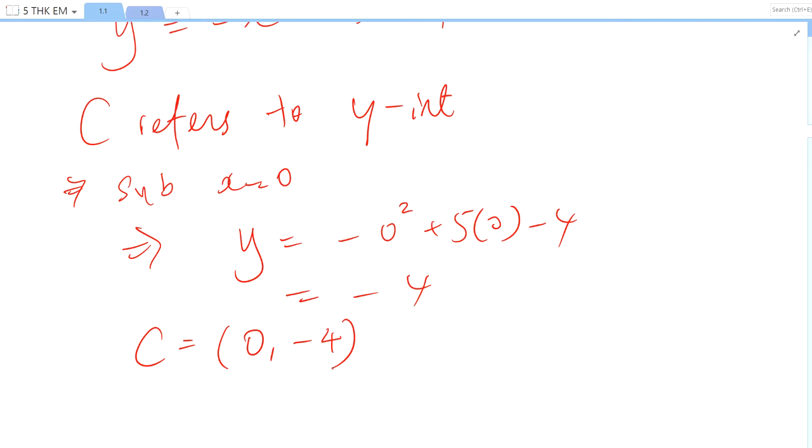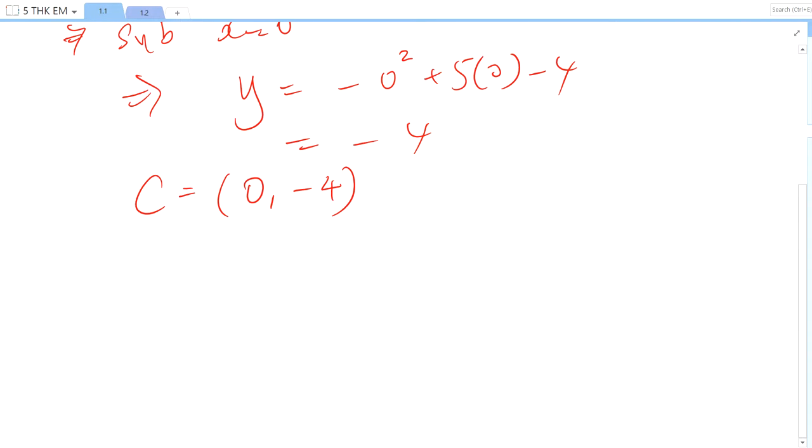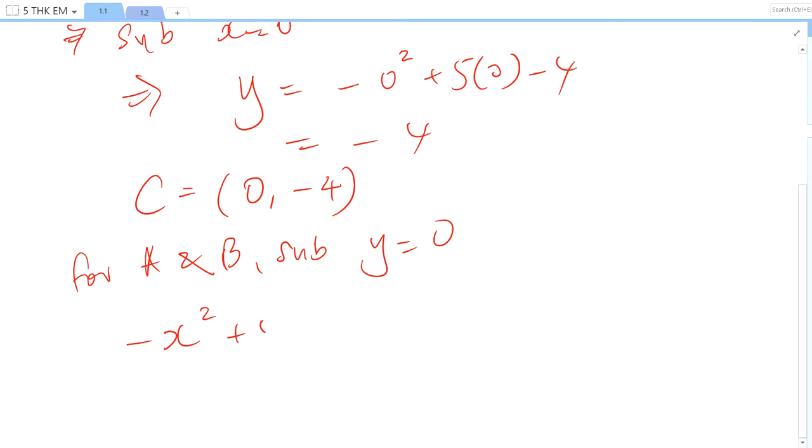Find the coordinates of A and B. Yeah, they are on the graph. What's so special about A and B? They are the x-intercepts, therefore y is 0, yes. So for A and B, sub y equals 0. So negative x squared plus 5x minus 4 equals 0.